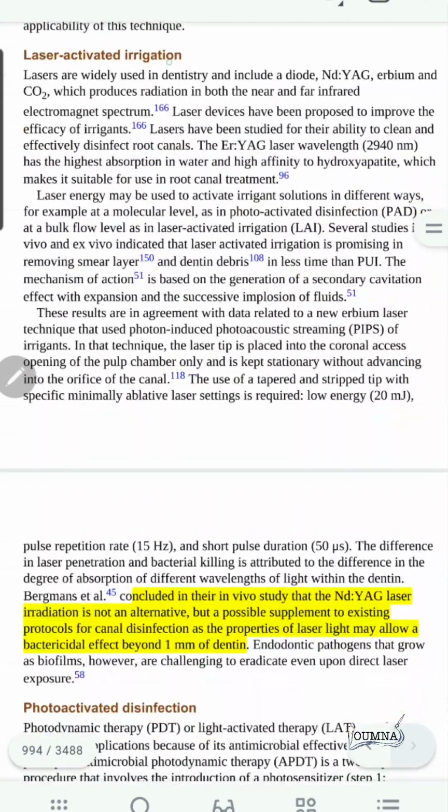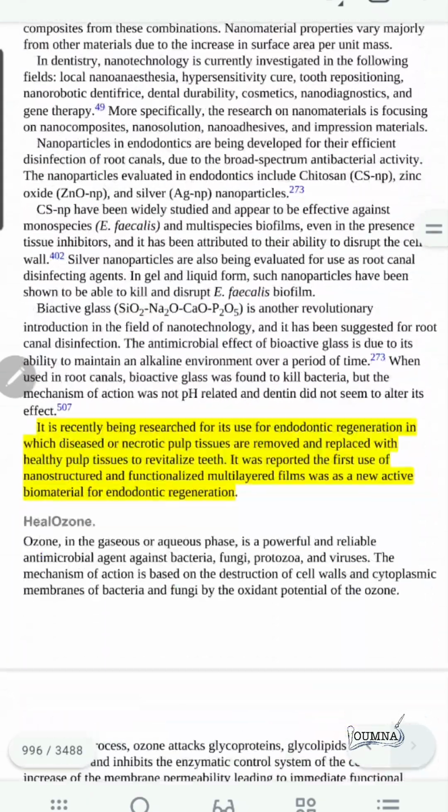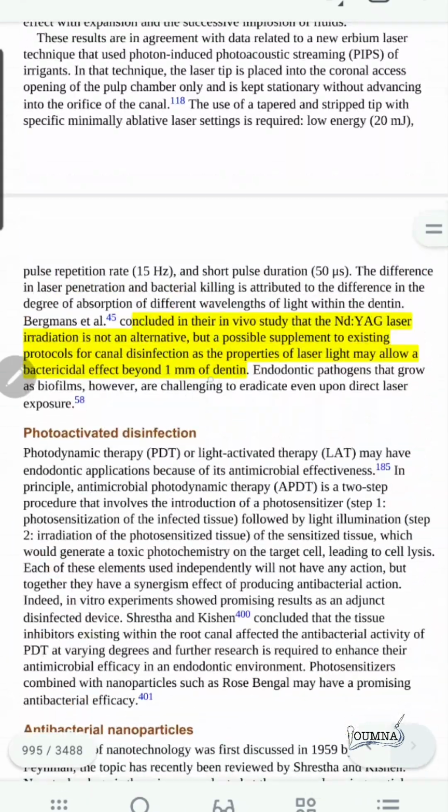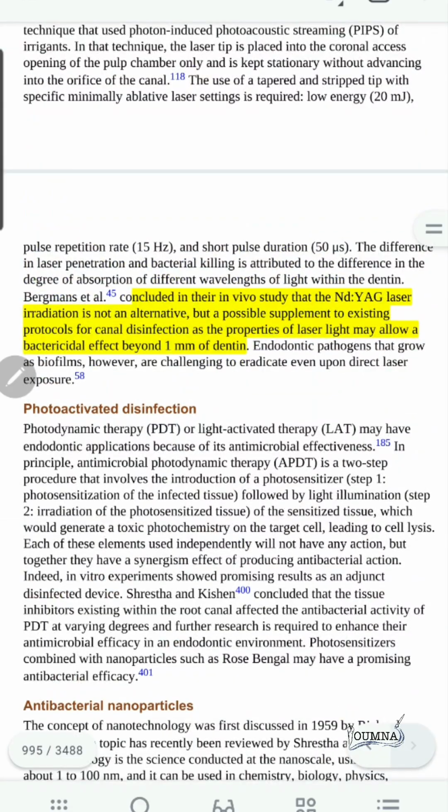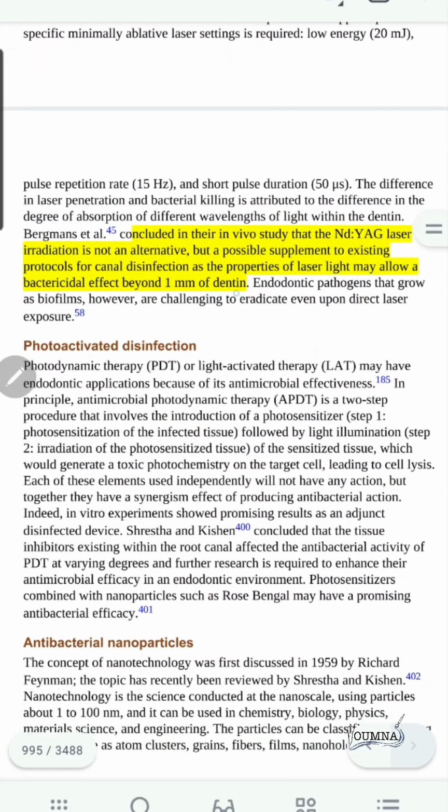For the laser-activated irrigation, it was not an alternative, but a possible supplement to existing protocols. It has the effect of disinfecting the canal system beyond 1 millimeter of dentin.